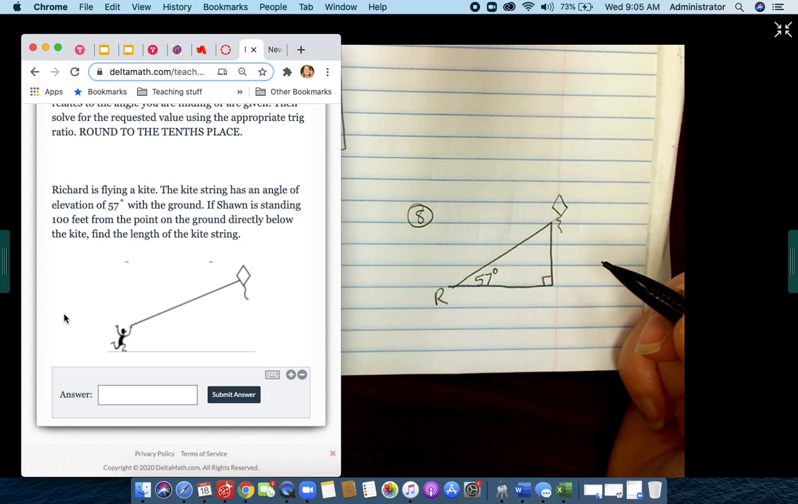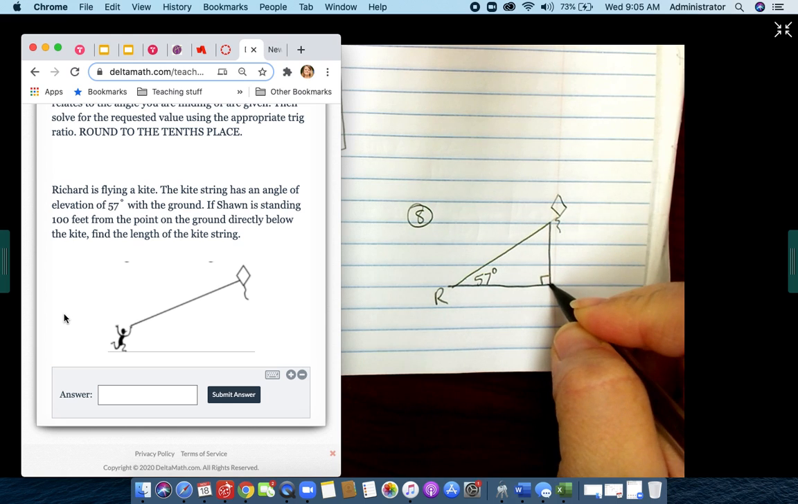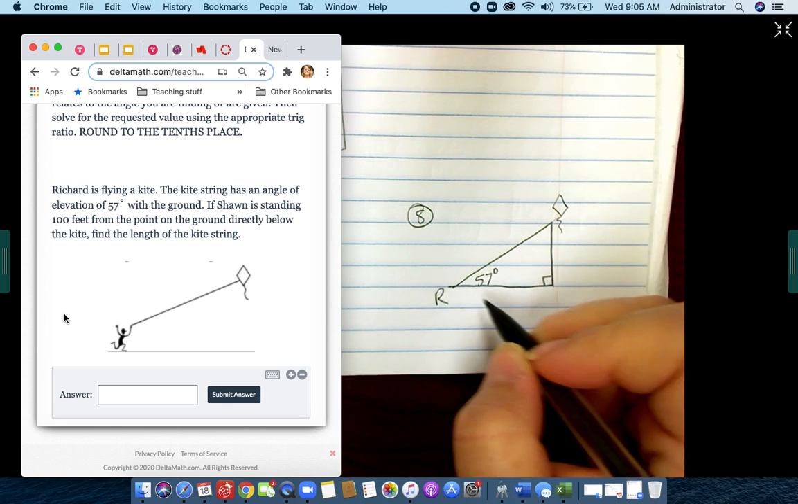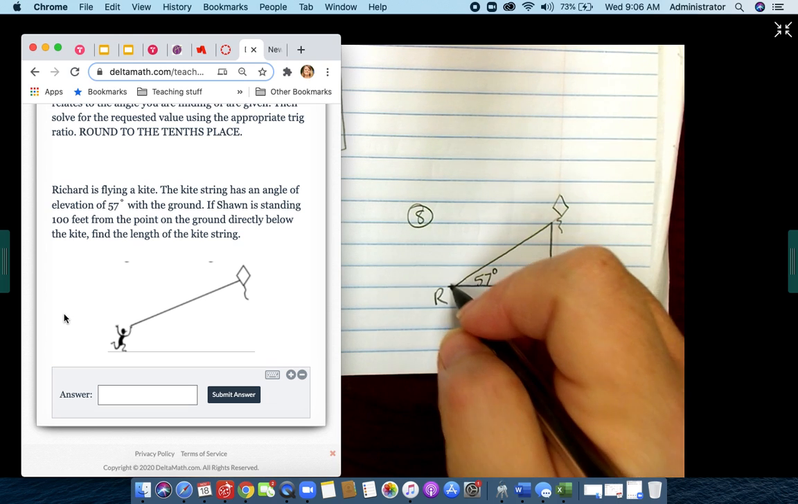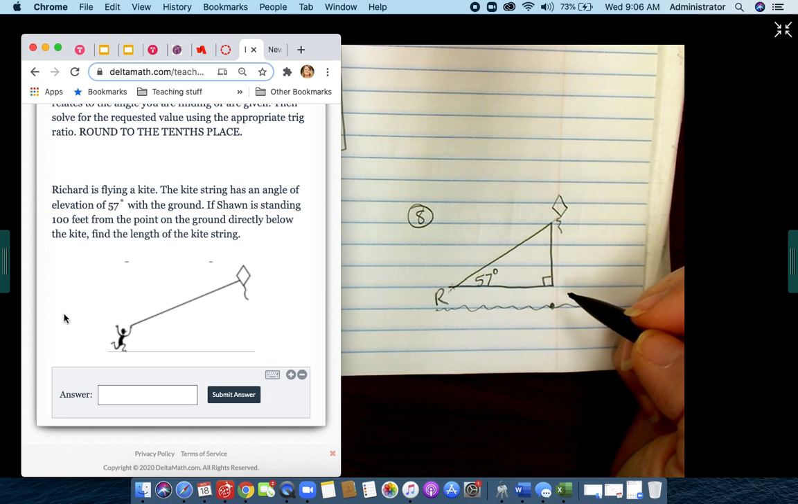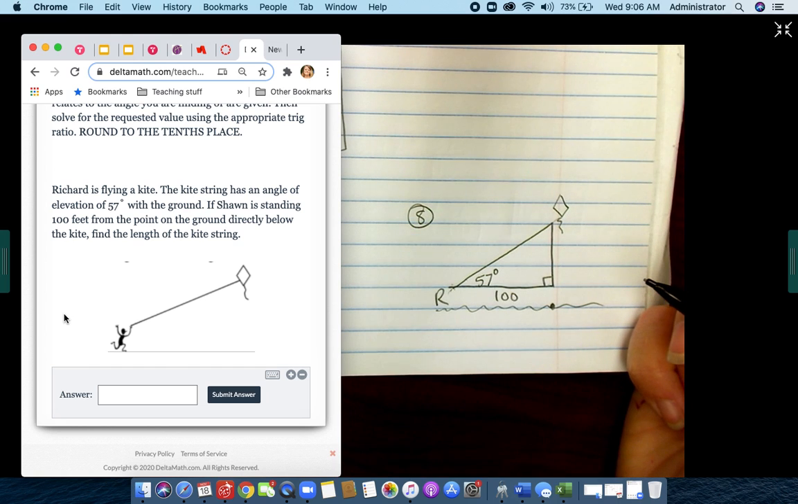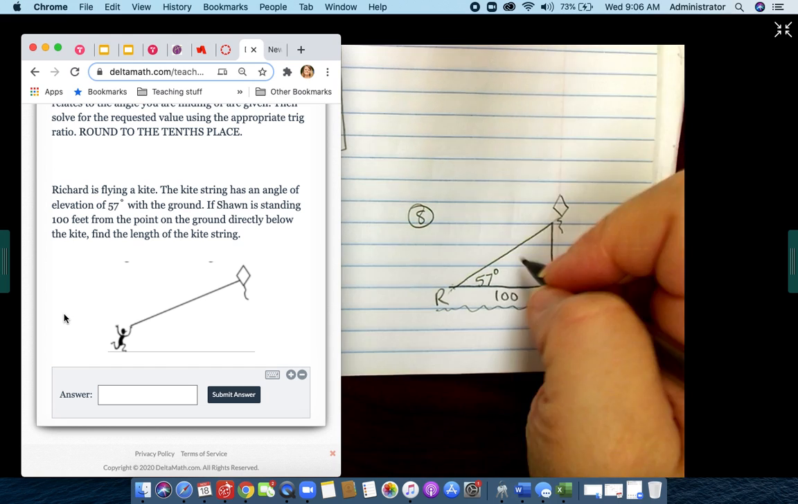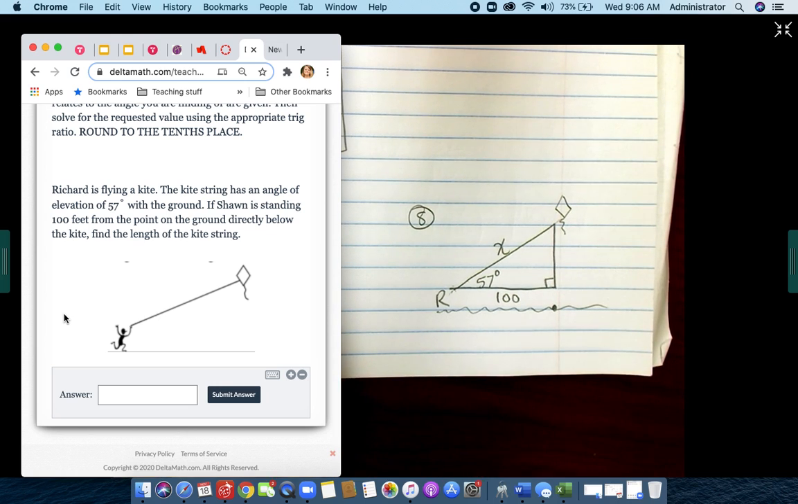Richard is standing 100 feet from the point on the ground directly below the kite. So think about directly below the kite. He is standing 100 feet from this point. So remember, Richard's here and the kite's up in the air. He's holding it with his hand, so technically the ground is down here. So at this point here, he's standing 100 feet from this point. Find the length of the kite string. Okay, so that is what you will solve there.